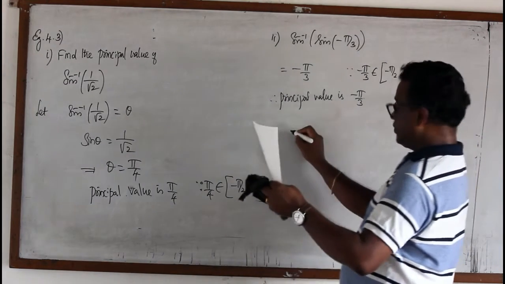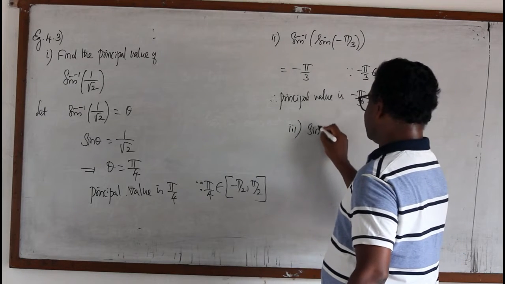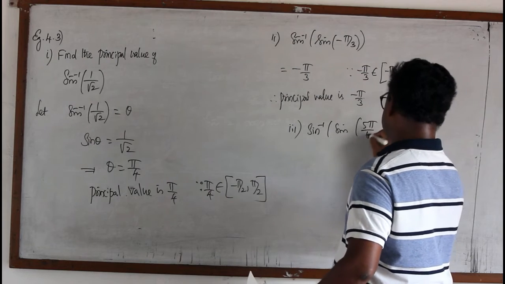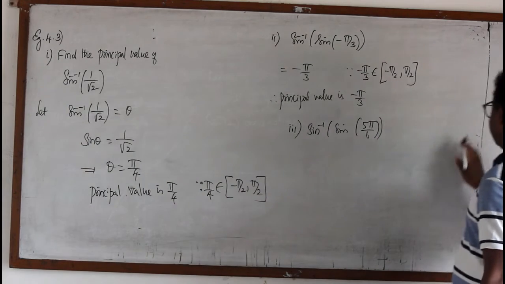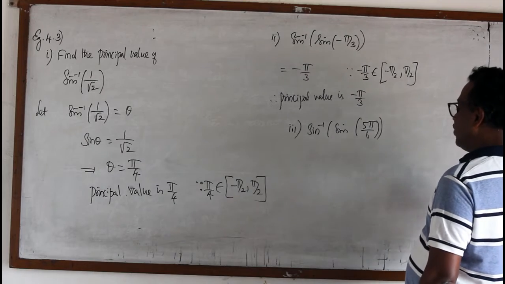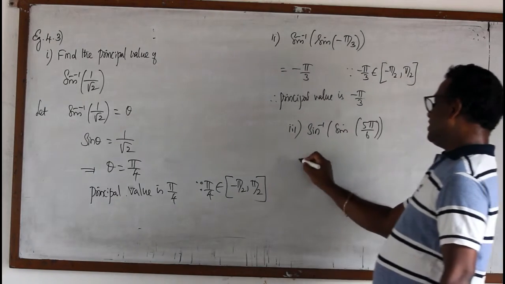Then the third one. Now you can understand better by doing the third example. Sine inverse of sine 5 pi by 6. Pi by 6 means 30 degrees, so 5 pi by 6 is 150 degrees. It won't lie in this range, so I have to go for some other adjustment.